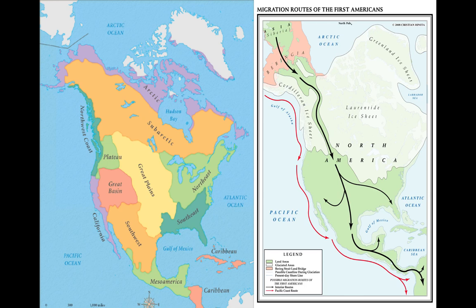So we go back and we look at a few maps for this. We already talked about routes and first Americans. I'm looking at the left map, and how some theories do say that these first Americans come from Asia, from Siberia and whatnot, and they enter from the north and they spread out south.